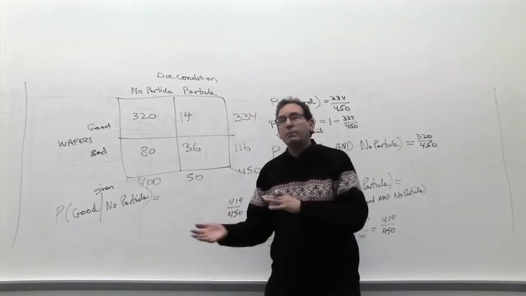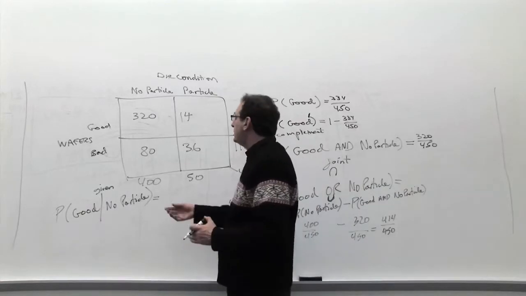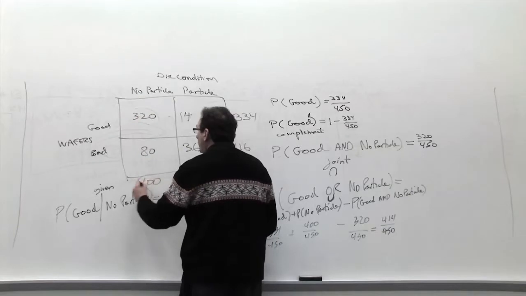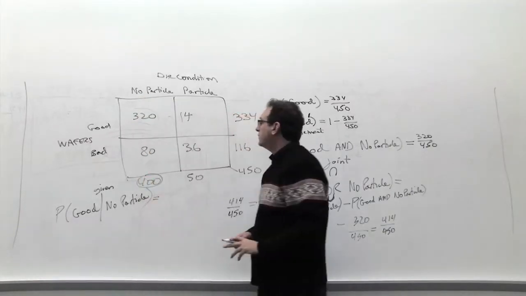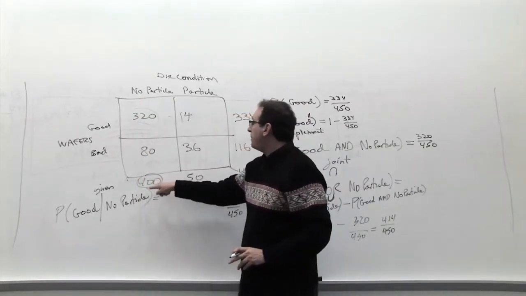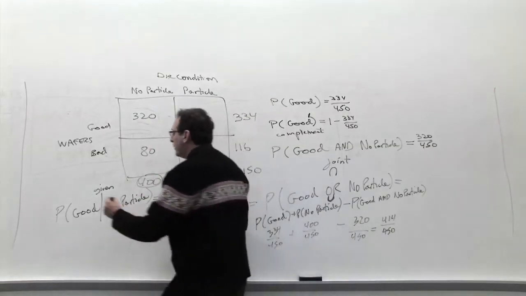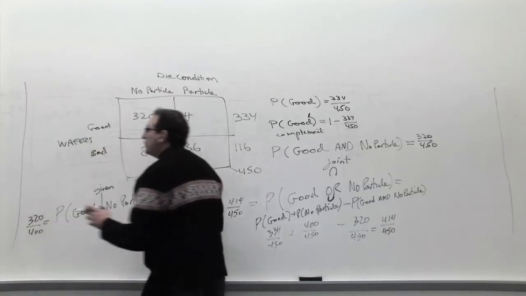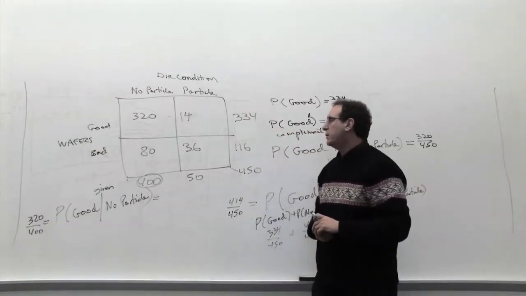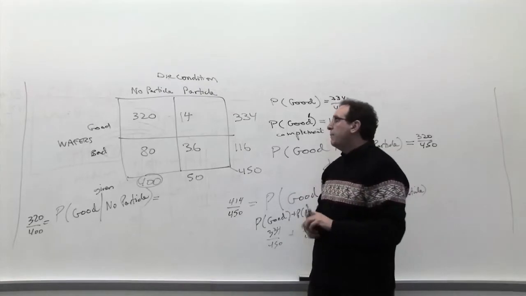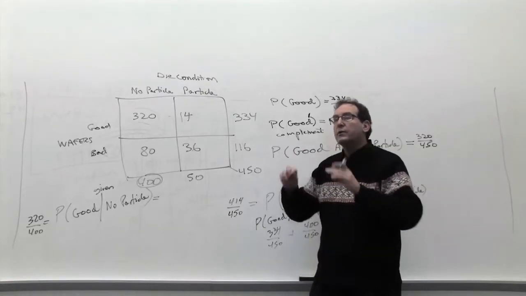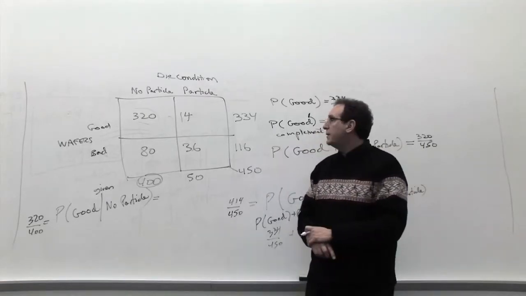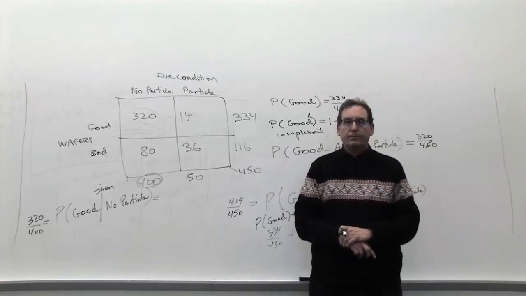Again, we can do it twice, once by common sense and once by formula. The common sense is the following. If we know for a fact there's no particles, that means we're talking about these 400 chips which have no particles. So among those 400, how many are good? 320 out of 400. So the common sense answer is 320 out of 400, which again, for the course compass, you may have to change into a decimal, but for us, it's better to have it as a fraction. Before we go any further, is there any question about why the answer is 320 out of 400?